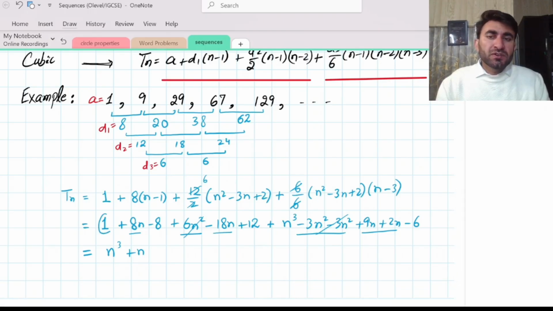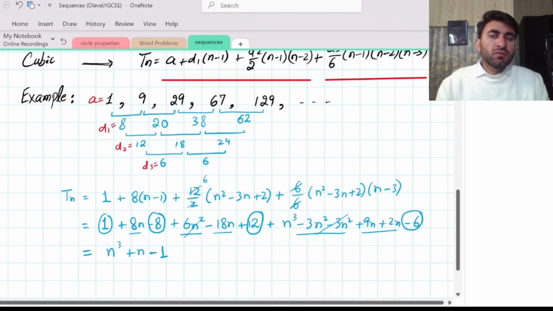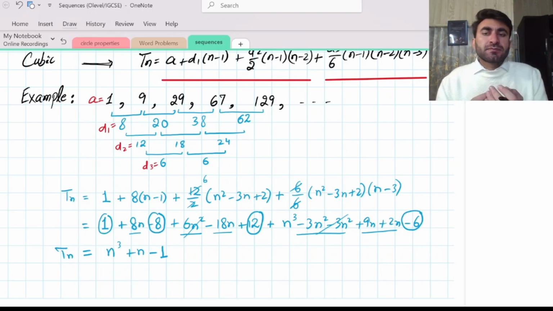There is positive 1 minus 8, it shall become minus 7. Then it is plus 12, so it becomes plus 5, and there is a minus 6 after it, so it becomes minus 1. So the nth term of the sequence given is n cube plus n minus 1. So this was the method to find the nth term formula for a cubic sequence.